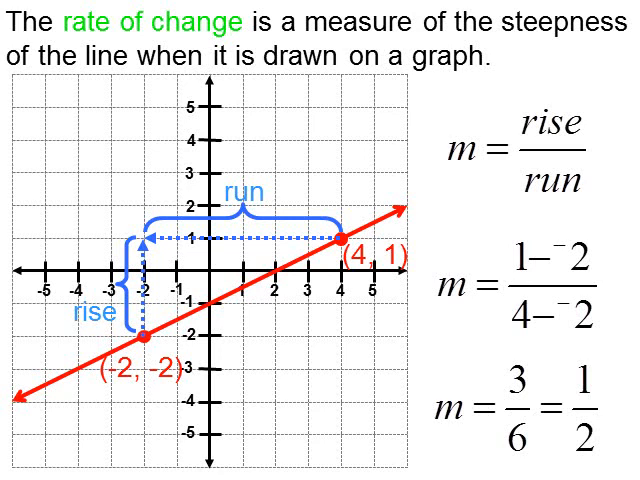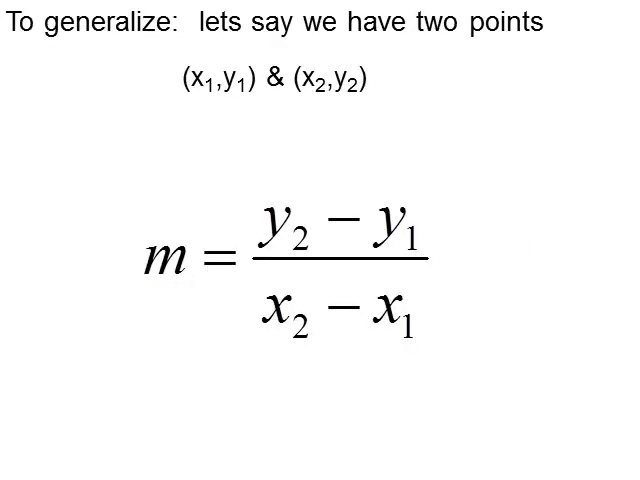And you can see this in the graph if you look at it. If you look at 0, negative 1, if x goes over to 1, it has gone up by 1/2. So that's what the rate of change is going to tell you. We use the variable m to represent rate of change.